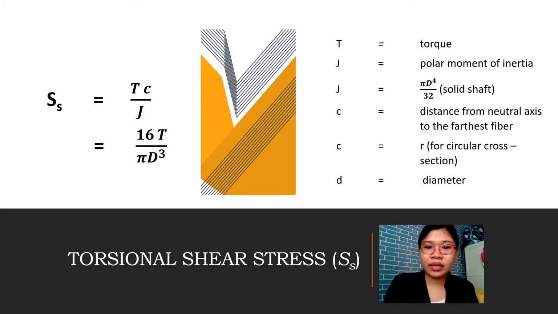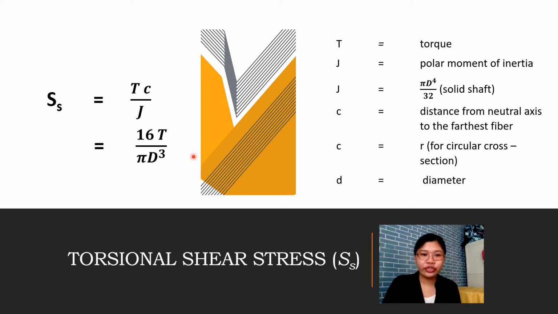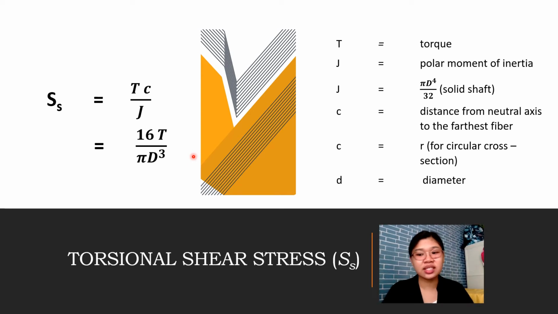And then for a solid shaft, J or the polar moment of inertia is pi d raised to the fourth over 32. So upon substituting it to our formula for torsional shear stress, here's our J and here's our general formula. Upon substituting it, our torsional shear stress for a solid shaft is equal to 16T over pi d cube. You may memorize the 16T over pi d cube. This is one of the most popular formulas in machine design, and this is the most helpful one.